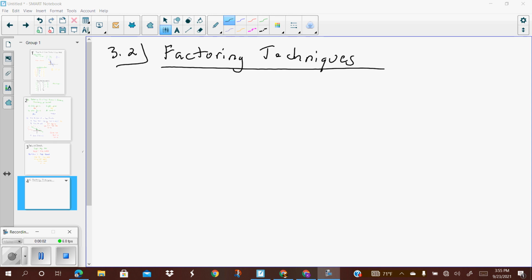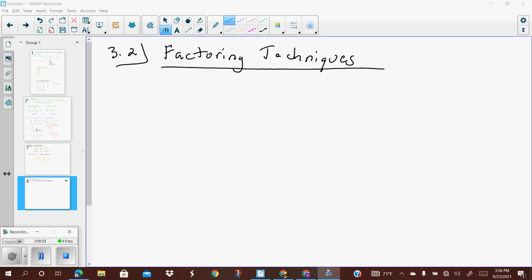Okay, everybody, this is going to be section 3.2. The entire section is pretty much going over factoring techniques, which are things that we're going to need to be able to do in order to solve some problems in later sections. So for the most part, I'm going to be going over just a bunch of examples in this video. That's pretty much what we're doing.